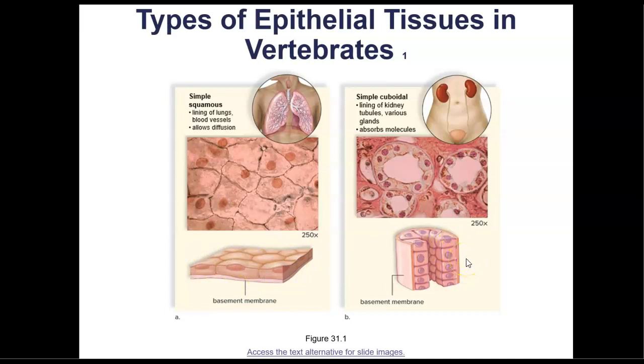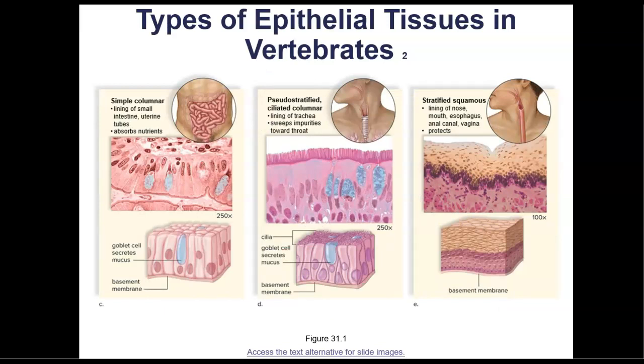Now, simple cuboidal, you're going to see these lining the kidney tubules called nephrons. And that's going to be a single layer of cuboidal shaped cells. Simple columnar, you will find lining the intestines. And this is what it looks like from the side. You see it both in the microscope image and also as an illustration. The nuclei are often lined up in a row, and the cells are very tall. So this is what simple columnar epithelial tissue looks like.